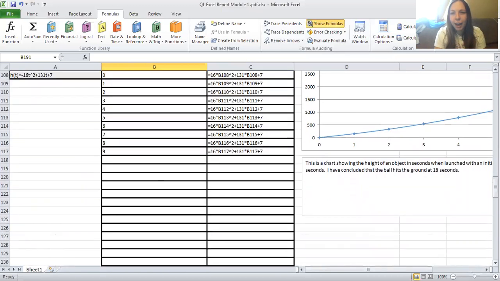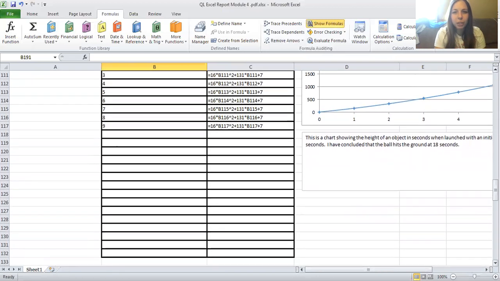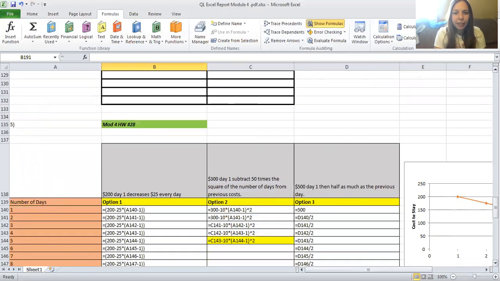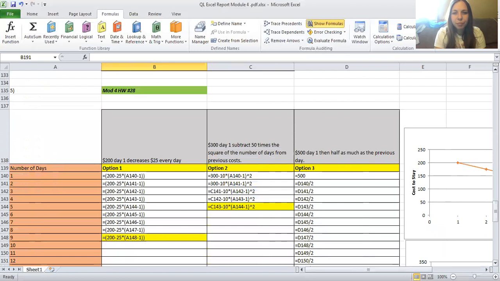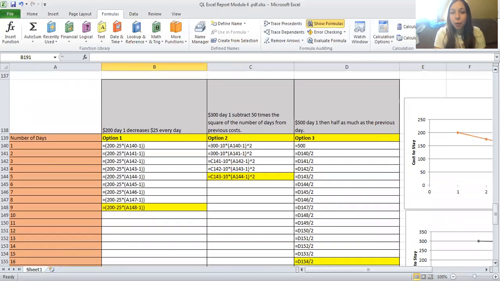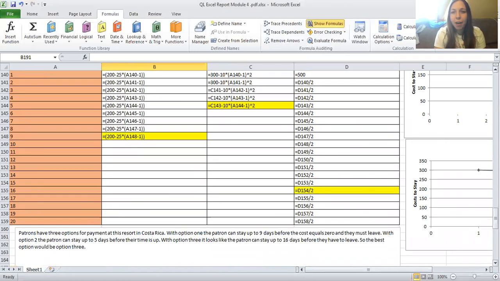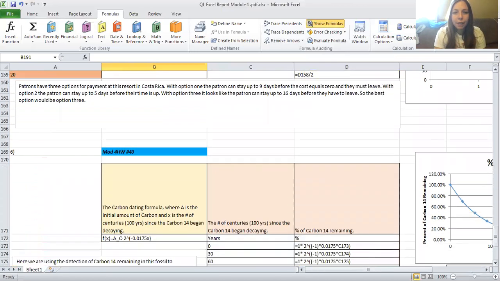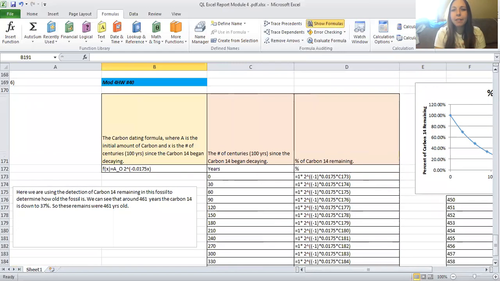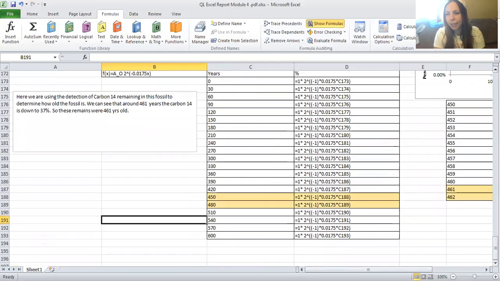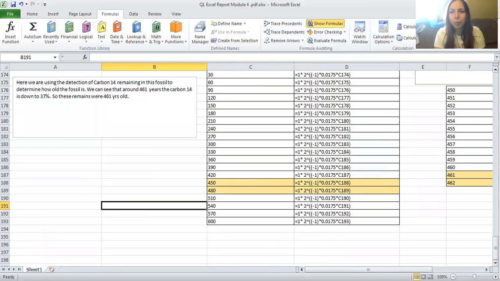This one's the height in feet when launching an object. Here's the number of days for a patron to stay in a resort and how many days they would have with the amount of money. And this last one is the amount of carbon-14 remaining in fossils. You can see all my formulas there.